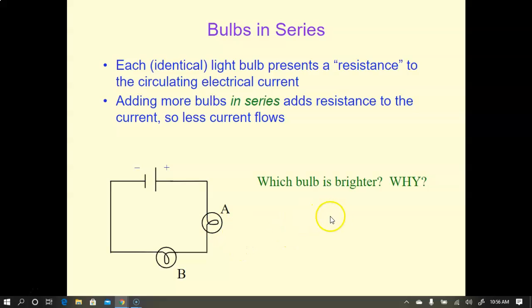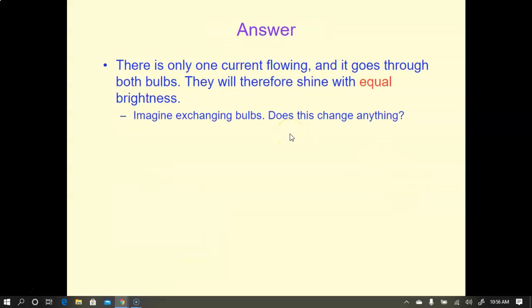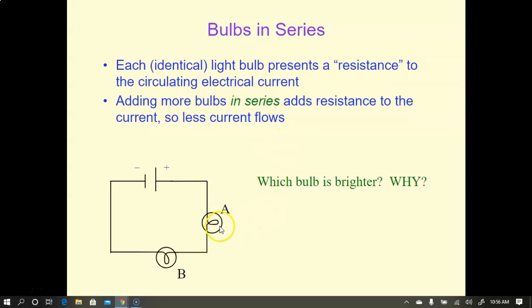So the question here is, which bulb is brighter and why, if we have them hooked up like this? In this case, there's only one current that's flowing. It only has one path that's going through, so it's going through both bulbs. So both of them will be equal brightness. If you think about it, if you exchange the bulbs, if we switch A and B around, it's not going to cause any impact because the bulbs are identical to each other. So it's not going to make any difference one way or the other. So in this case, the bulbs will be equal brightness.